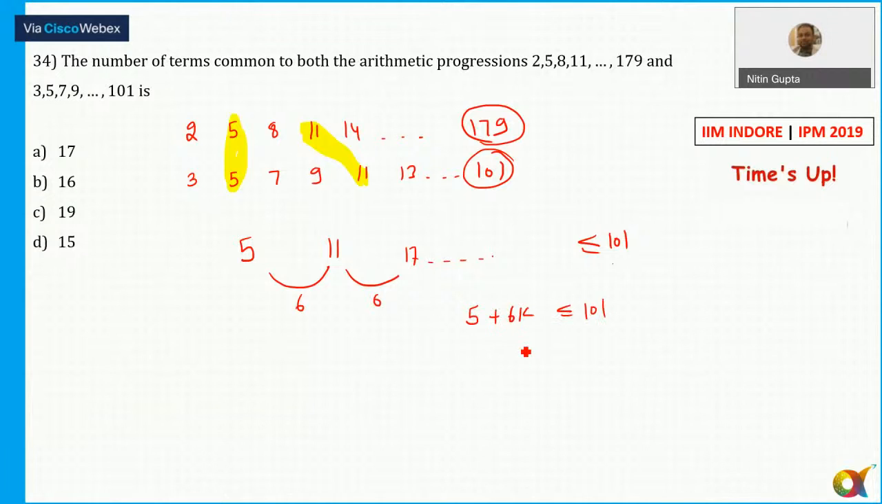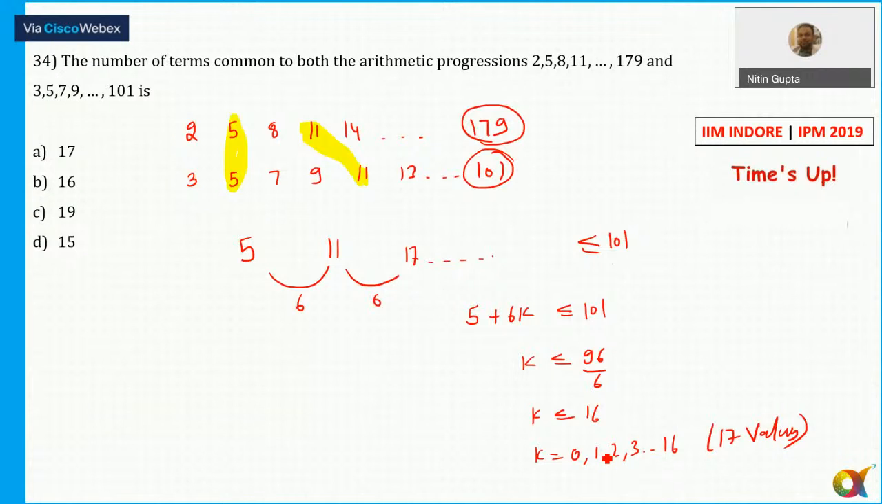So what is the value of k? 101 minus 5, which is equal to 96, divided by 6. So k is equal to 16. And if k is less than or equal to 16, k can take the values 0 till 16. Most of you have got it right.